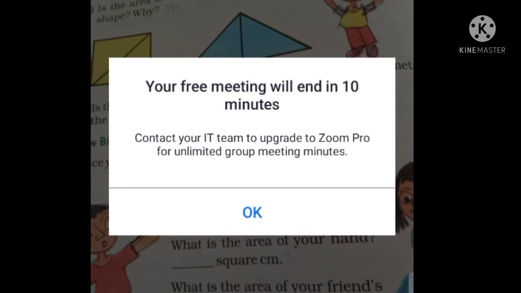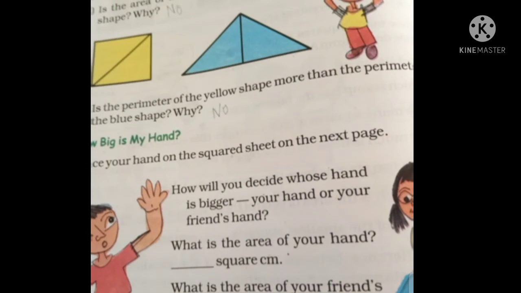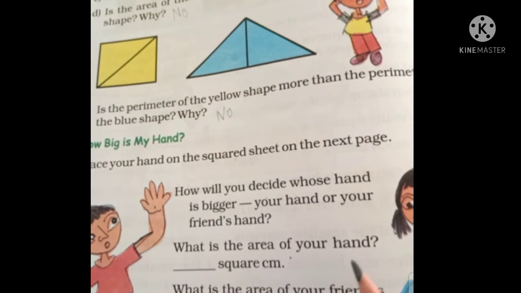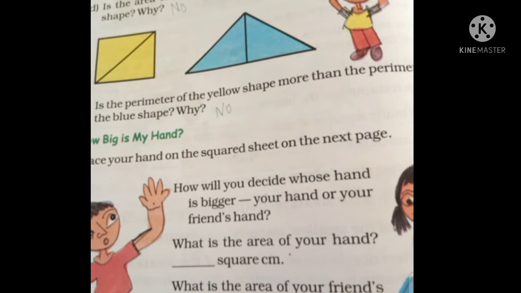Understood? Now, what is the area of your hand? Write it here. What is the area of your friend's hand? Write it here. Okay. So आपको दोनों का एरिया फाइंड करके देखना है और पता करना है कि किसका हैंड का मेजरमेंट ज्यादा है. Okay, it's just a homework.